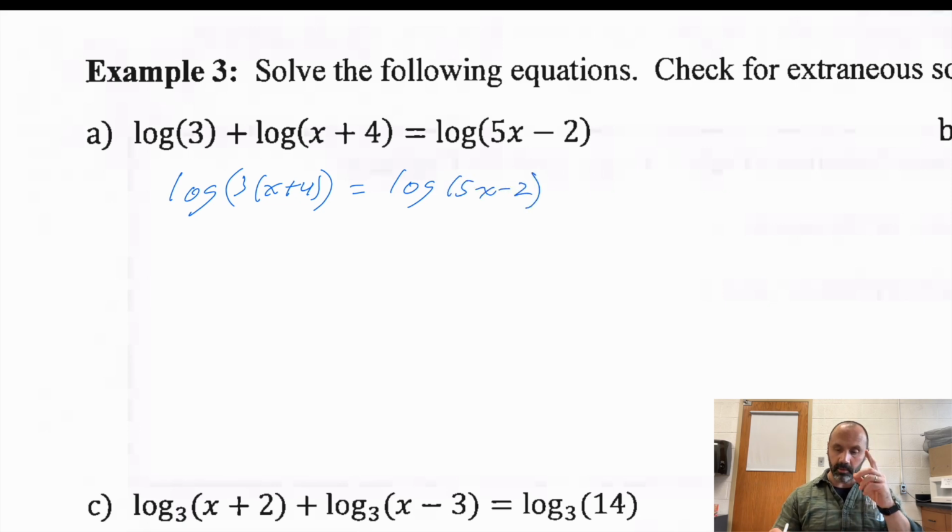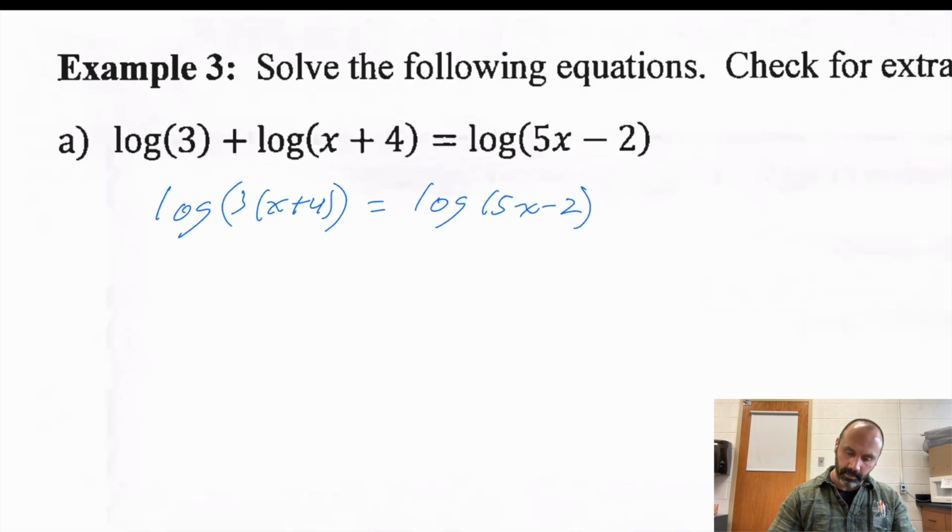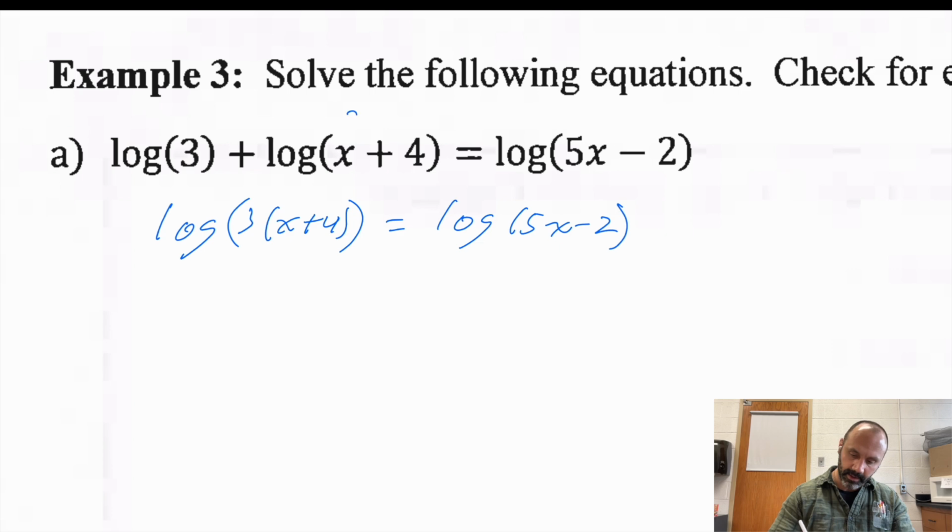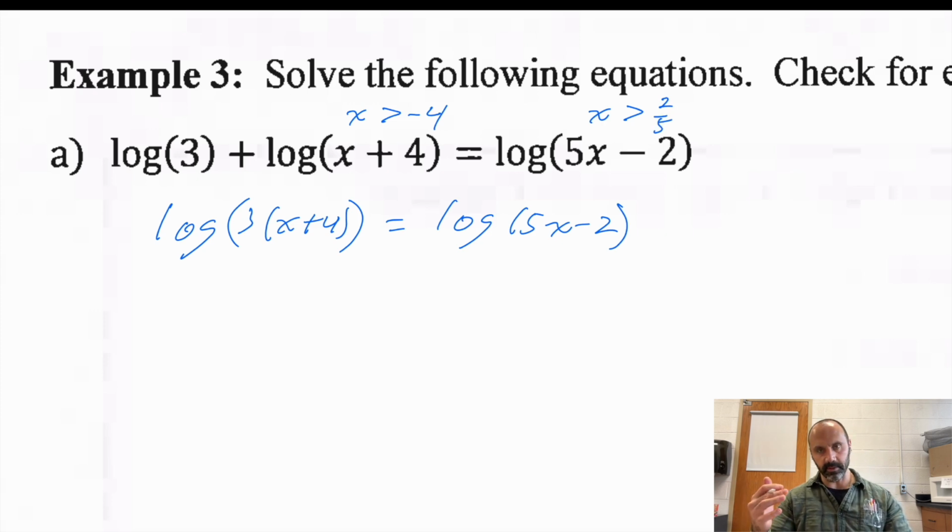Okay, one quick thing too, before we go any further. From log of x plus 4, I know that x has to be greater than -4. And from this one, I know that x has to be greater than 2/5. All right, but then 2/5 is greater than -4. So this is my domain restriction that I'm dealing with for my solutions.